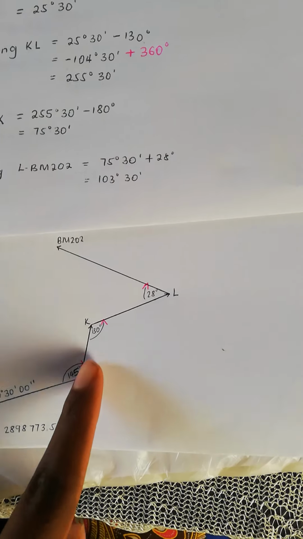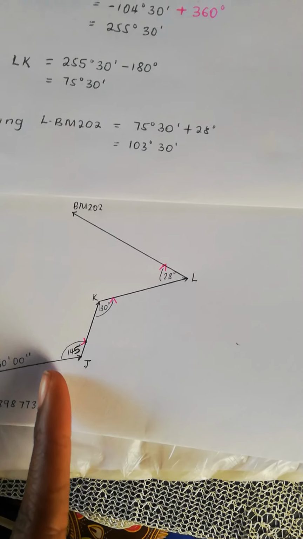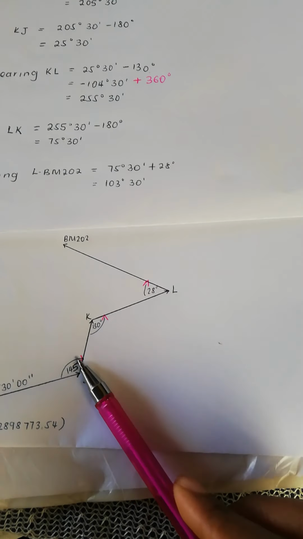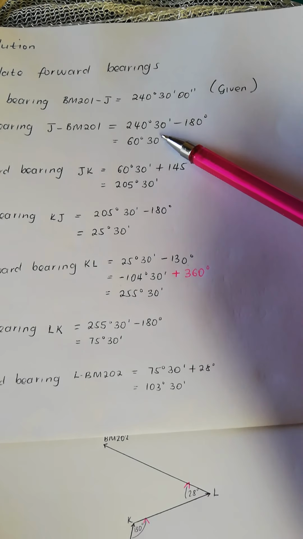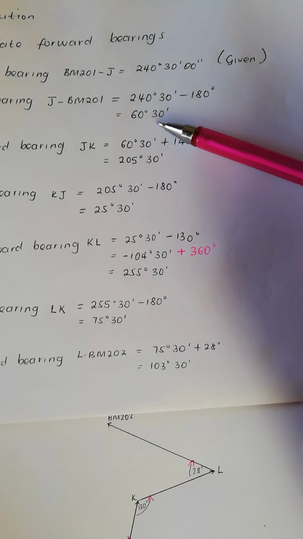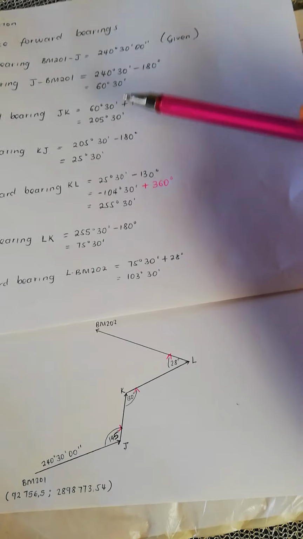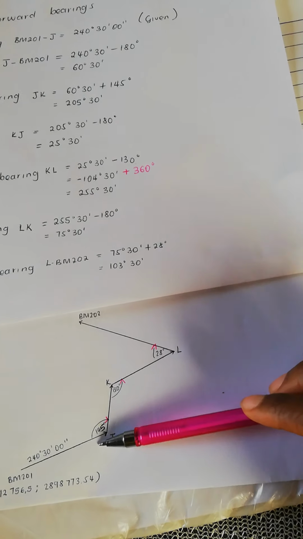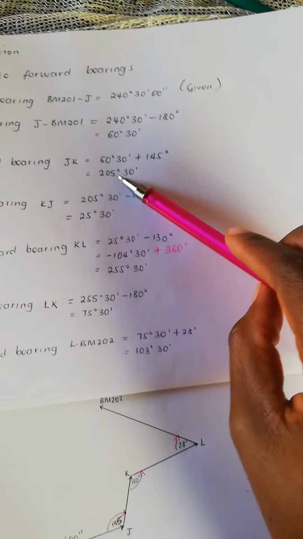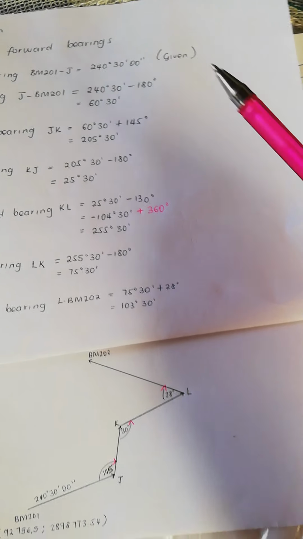In order for us to calculate this forward bearing, we must have the back bearing here. Then we take that back bearing and we add. We're moving clockwise. I'm not going to go deeper here because you know how to calculate back bearings and forward bearings. My back bearing was 60 degrees and 30 minutes. From there, I added 145 because we're moving clockwise, and our forward bearing JK is 205 degrees and 30 minutes.